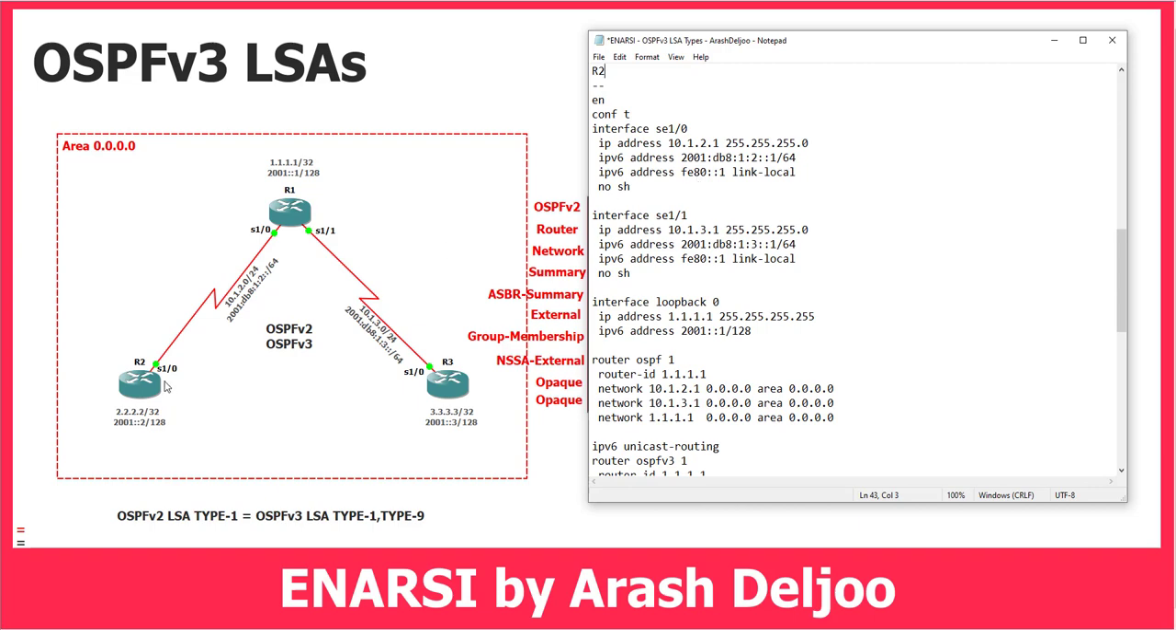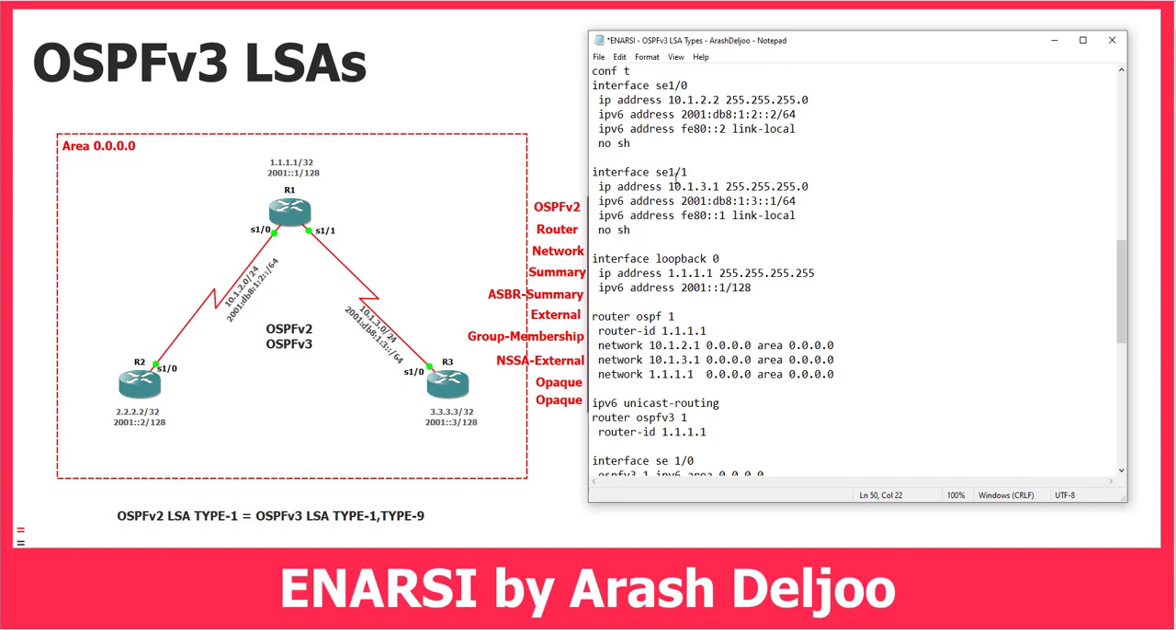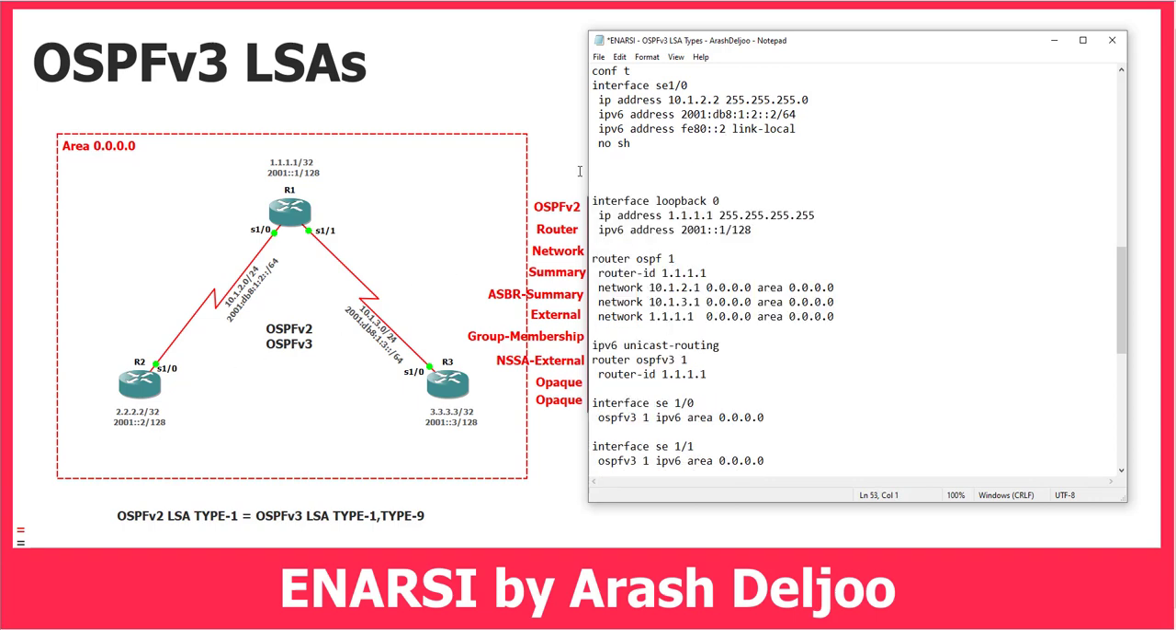Starting from serial 1/0, the IP address is 10.12.1.2, mask 255.255.255.0. IPv6 address 2001:db8:12::2/64, and IPv6 address FE80::2 link-local. That's it, no shutdown. Interface serial 1/1. Okay, here we don't have any interface serial 1/1. Let me remove it.